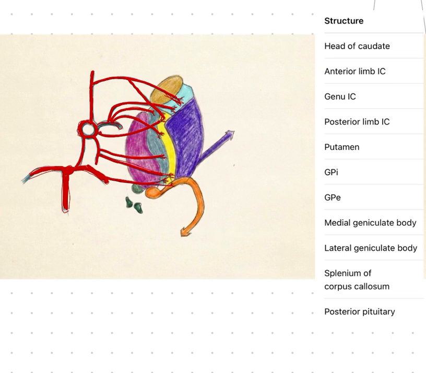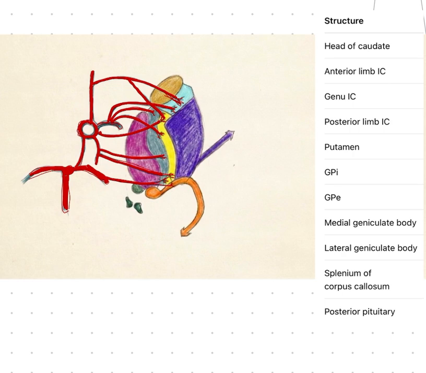Now coming back to the arterial supply. So this is the anterior cerebral artery. This is giving a recurrent branch of Heubner. This is the caudate nucleus, head of the caudate. This is the anterior limb of the internal capsule. So we need to remember Heubner owns the head. So Heubner supplies the head of the caudate and the anterior limb of the internal capsule.